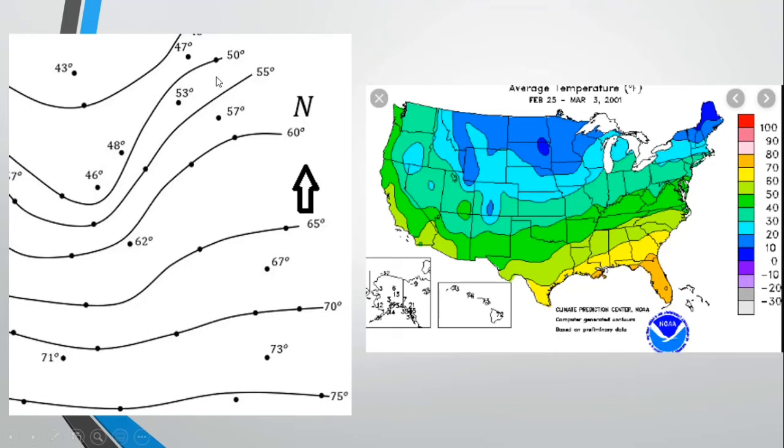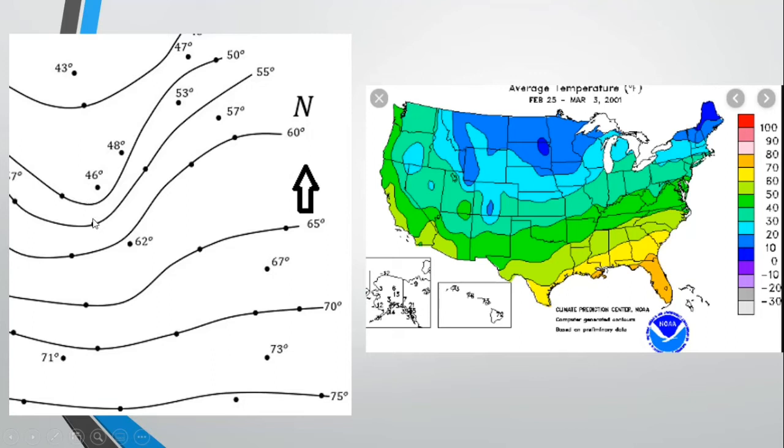Okay, for example, in this illustration, you can see here 50 degrees and 55 degrees. This line has a temperature of 50 degrees, and then this line has a temperature of 55 degrees. Then this one is 60 degrees.